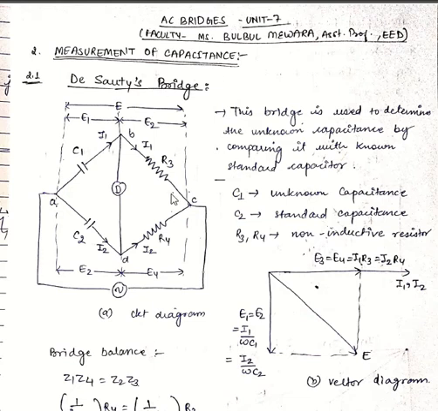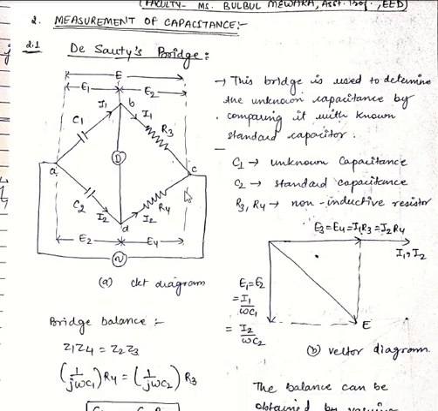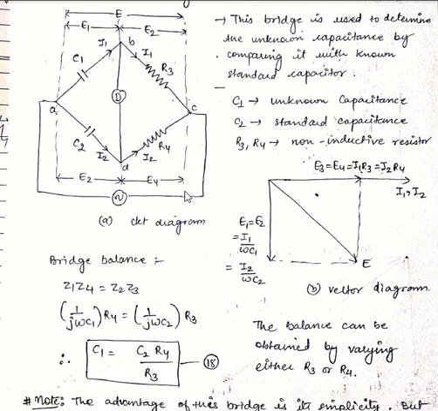Here is the circuit diagram of the de Sauty bridge. One capacitance is there, C1, which is the unknown quantity, and C2 is a standard capacitance. R3 and R4 are non-inductive resistances whose values are known. This bridge is used to determine the unknown capacitance by comparing it with a known standard capacitor. This is the simplest form of AC bridge.